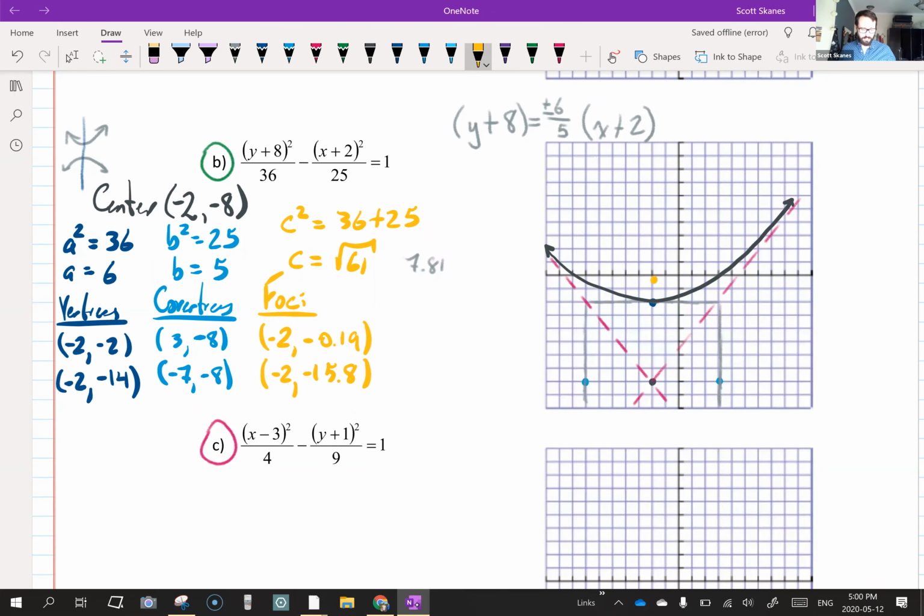So again, like I said, these aren't trivial. These aren't easy questions, but they're also not difficult. They're just long. They take a lot of steps. I would say 5 main steps and a lot more little steps. But if you understand it, they're not difficult. What am I missing? I don't have my final answer for asymptote. So let me get that. My asymptotes: y plus 8 equals plus or minus 6 over 5, x plus 2. I did that at the beginning, but it's nice sometimes to keep it all in the little space that was provided.